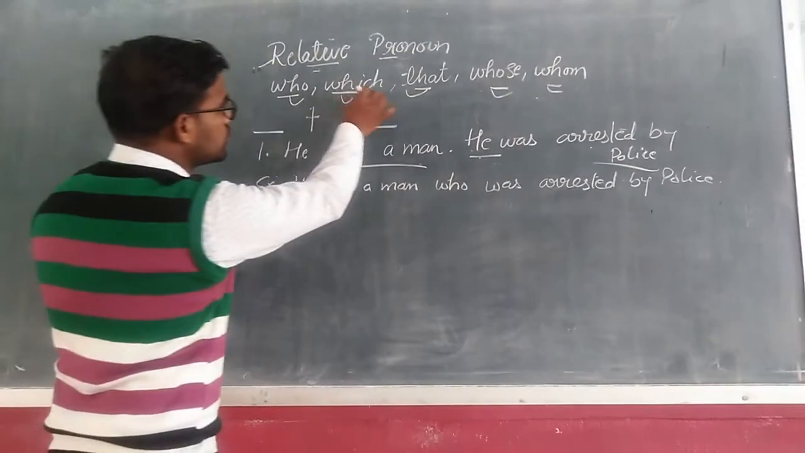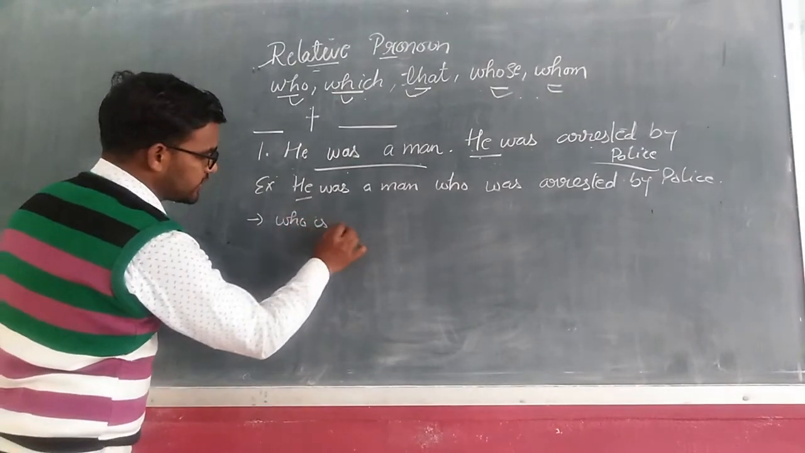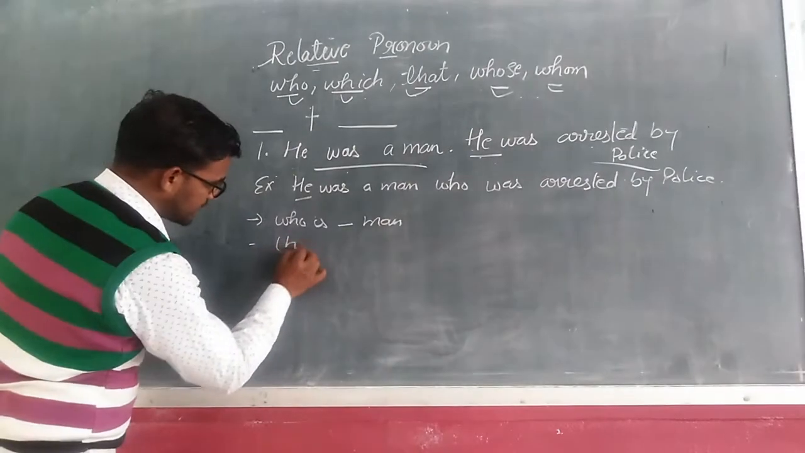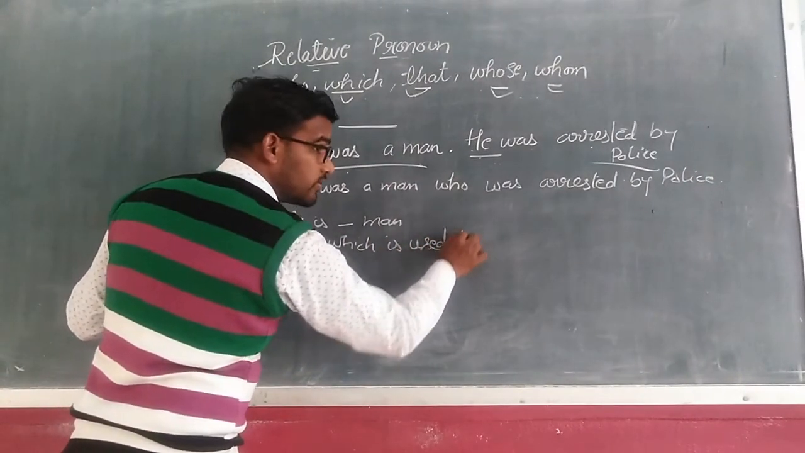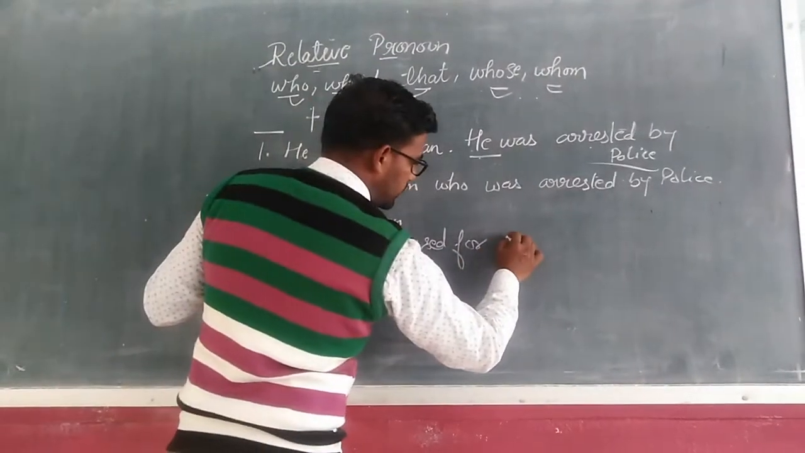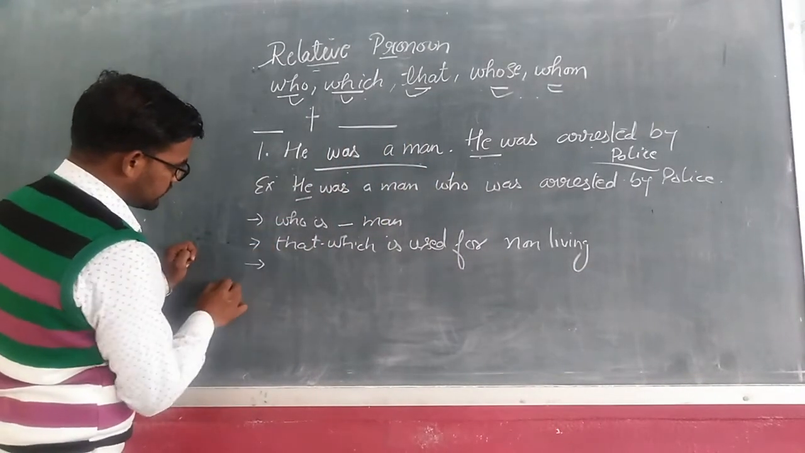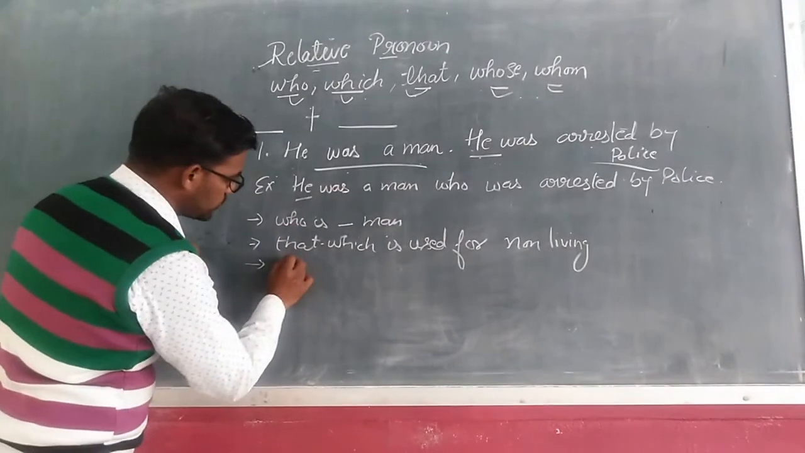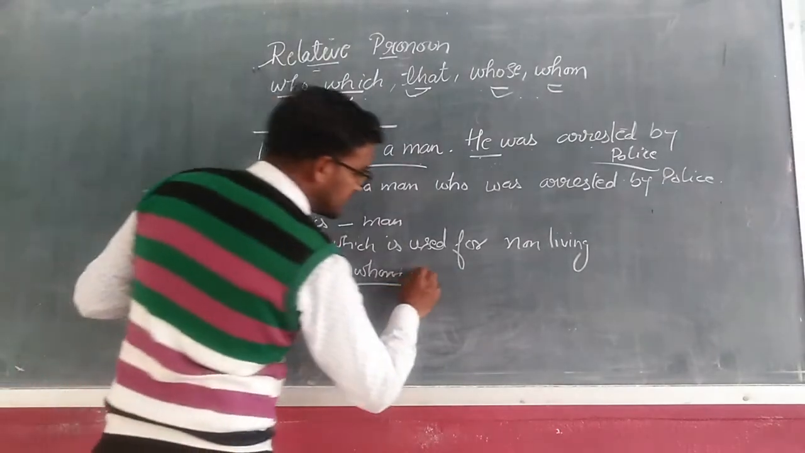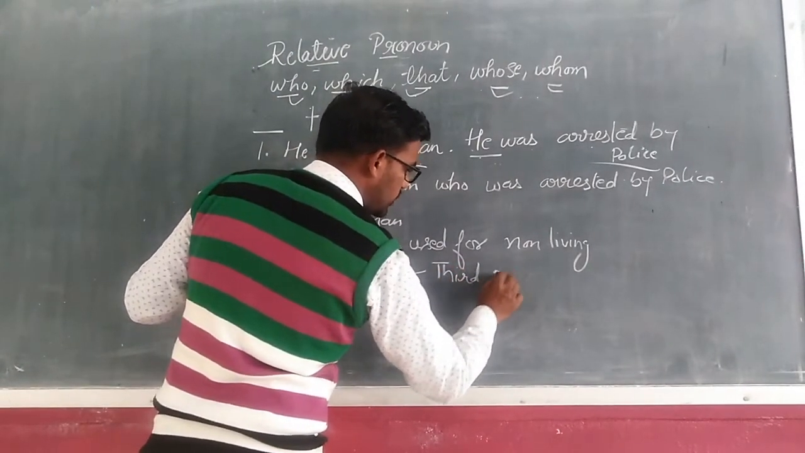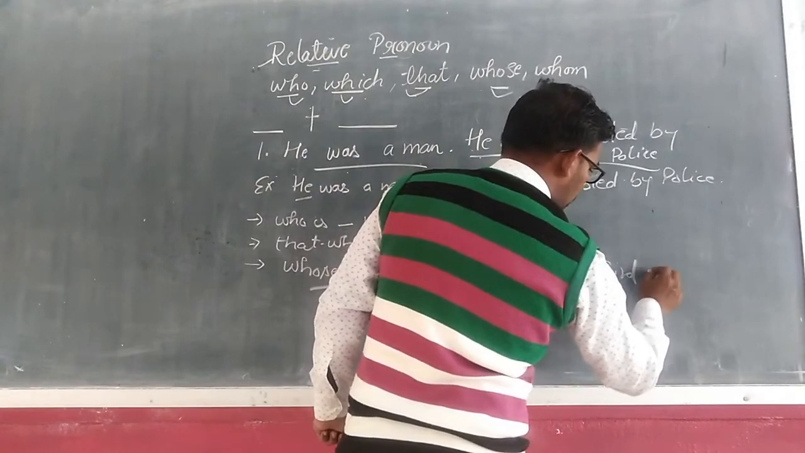Now, how to use these different words in a sentence? Who is always used for a man. That and which are used for non-living beings. Then what we have? Whose and whom. These two words are used when we refer to the third person, or a third object.